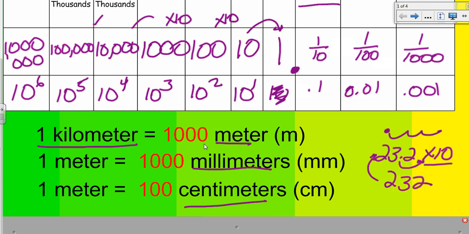So here we have the meter. 1,000 meters is equal to 1 kilometer. And these are the abbreviations to make it a little bit easier to write. We have 1,000 millimeters in 1 meter, and we have 100 centimeters in 1 meter. And milli, you learn, is 1,000. Centi, 100. Meter just simply means measurement.